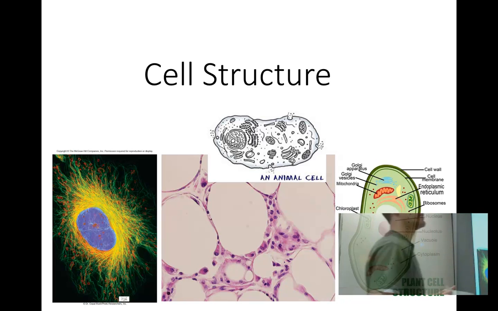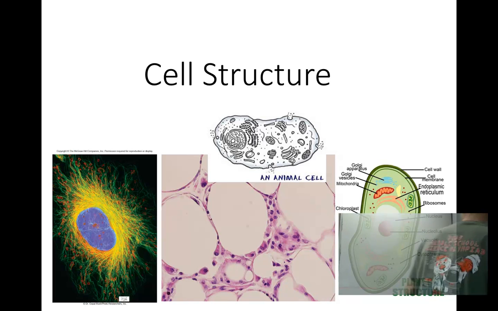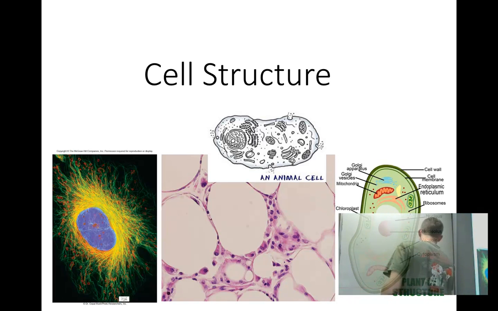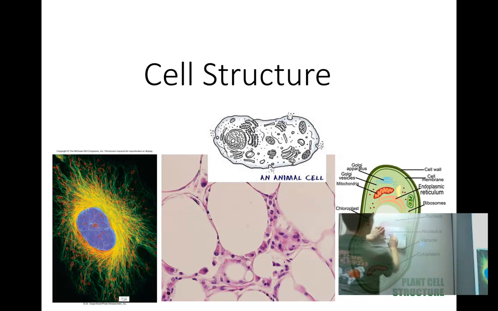On the back side, though, what I want you to do is just draw a line down the middle. Okay, and you're going to draw a prokaryote on one side. And a eukaryote on the other. It's going to be an animal cell. Okay, hopefully your pen works better than mine.